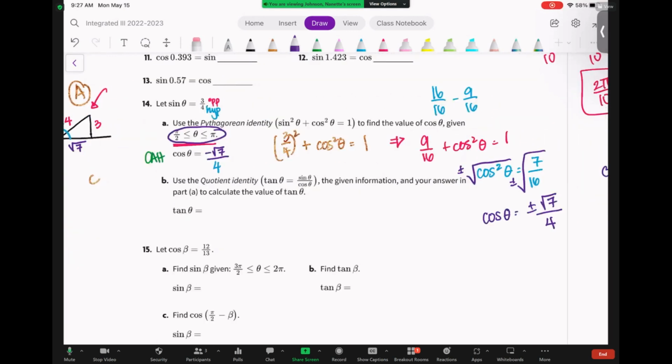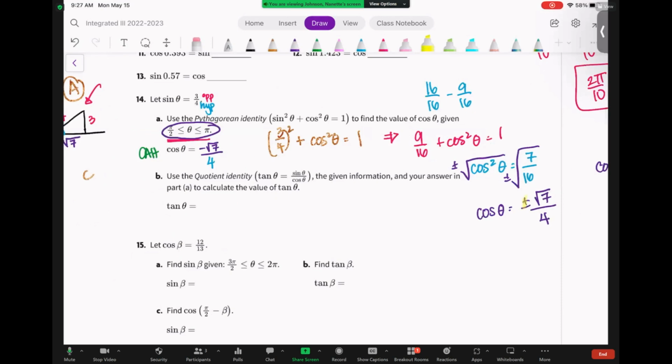The thing that you cannot forget is this plus or minus business. And this is something that you might have remembered from the quadratic section that you may have had a couple years ago. Whenever you take the square root, you also have to consider the plus or minus, because they're basically asking you in this equation right here, cosine squared theta equals 7/16. They're saying what number, when I square it, gives me 7/16. And that could be the positive or the negative, right?